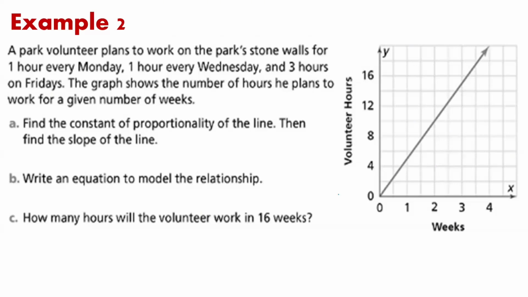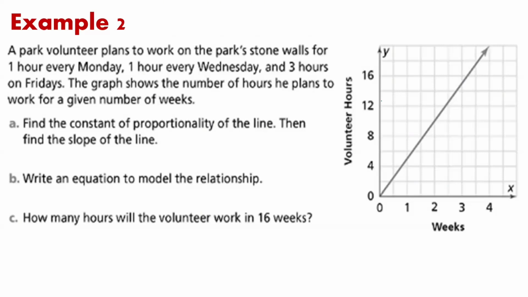So this is the graph to my right. My x-axis, which is my horizontal length or horizontal distance, represents the number of weeks, and my y-axis represents the volunteer hours, or how many hours the person will volunteer. Looking at this graph, how can I find my constant of proportionality? The graph is what we call a proportional graph. As we discussed in a previous video, a graph is proportional if two conditions are met. One, it must be a straight line, and two, that straight line must start from the origin or go through the origin.